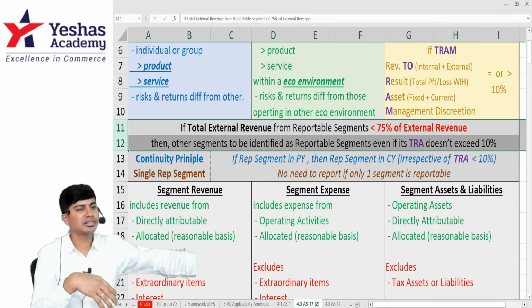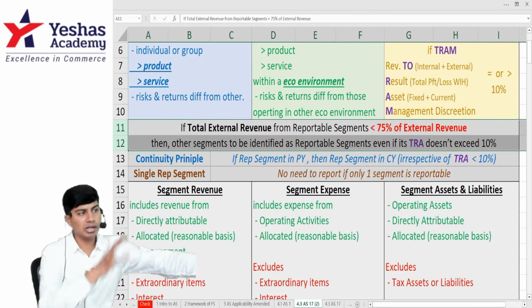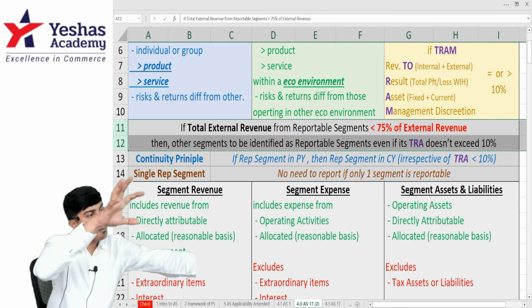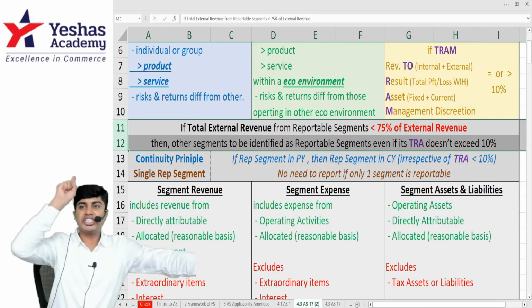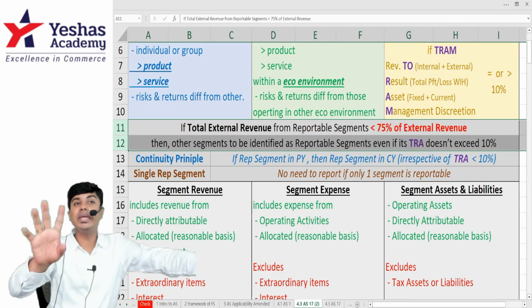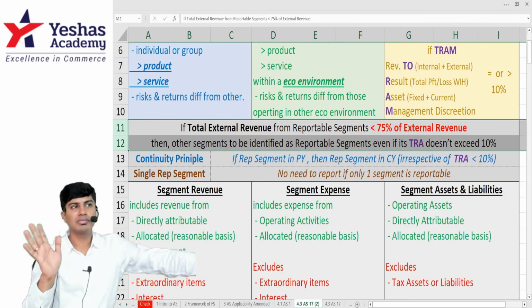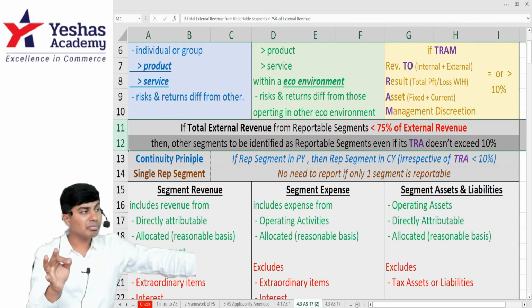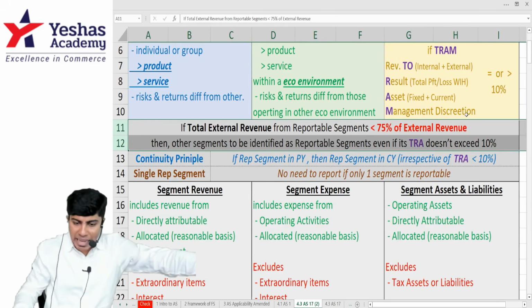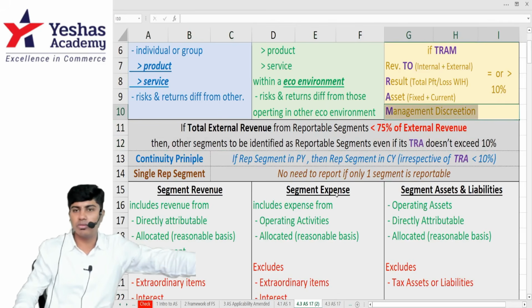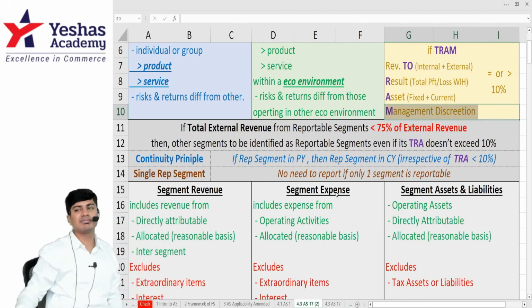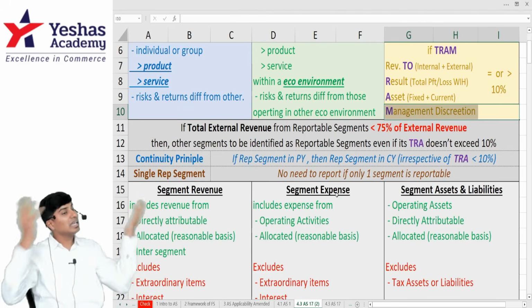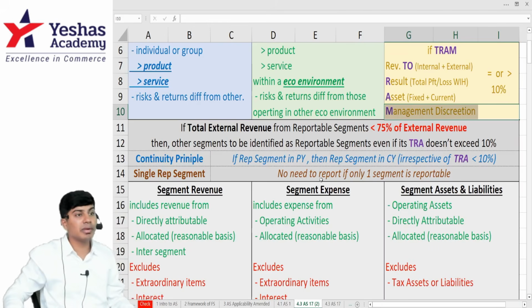Then that's not sufficient. I'm not telling you not to report them. I'm telling you can report them. Identify more segments as reportable such that the external revenue reported should be a minimum of 75%. This is also based on management discretion. What do you mean by management discretion? There is no condition. You can pick any segment as a reportable segment, though it doesn't fulfill the 10% criteria.